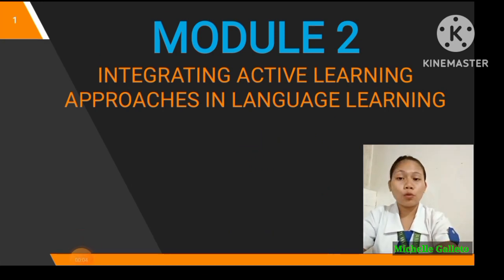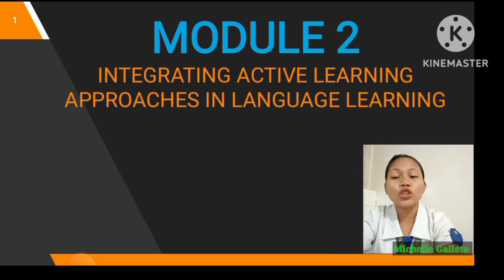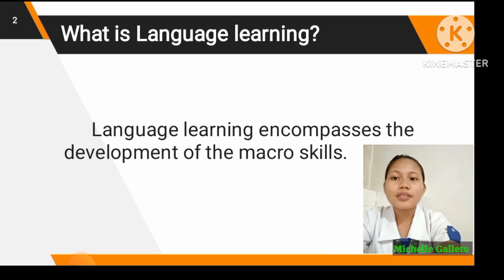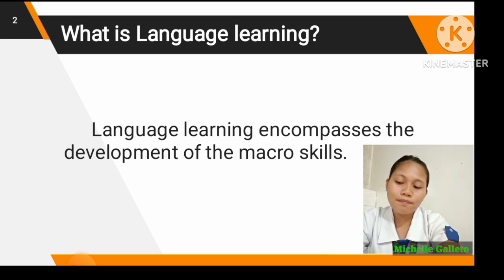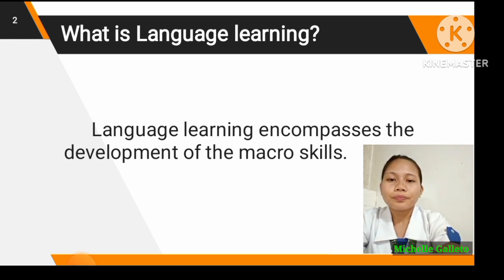Our topic is all about Module 2, which is integrating active learning approaches in language learning. Language learning encompasses the development of the macro skills. When we say macro skills, it's reading, writing, listening, speaking, and viewing. Now, the concern of the language teacher is how to teach these skills, as these skills complement each other when used by people in communicating.